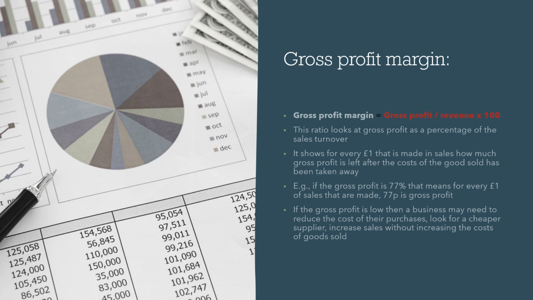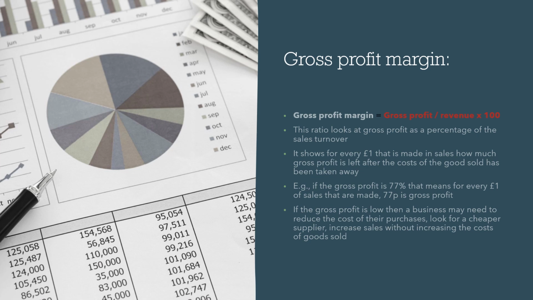Now, gross profit margin. Gross profit margin is gross profit divided by revenue times 100. This ratio looks at the gross profit as a percentage of the sales turnover. It shows for every £1 that is made in sales, how much of it actually goes to gross profit, how much of it is left after the cost of the goods sold has been taken away.